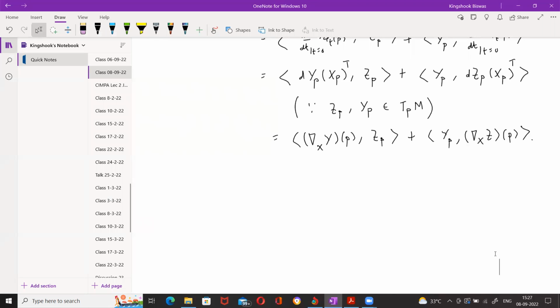Which is the following. So see, we have a connection, nabla. This goes from chi-M cross chi-M to chi-M. Okay.